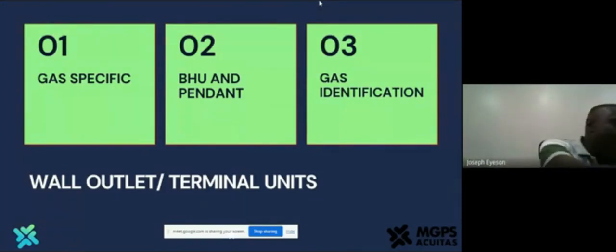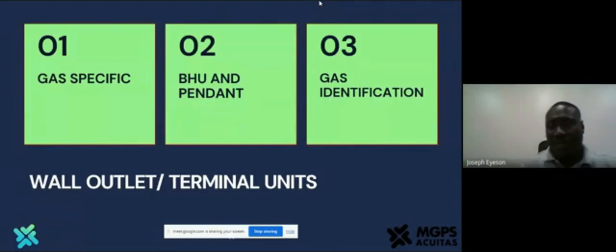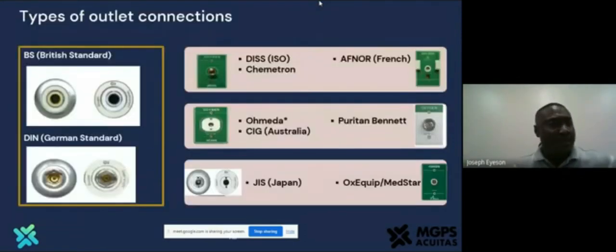There are many types of probe, which we're going to touch on. These are a few types of gas connection: the BS, the DIN, the AFNOR, the OHMEDA. There are so many types of gas outlets.